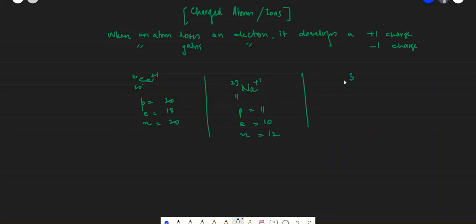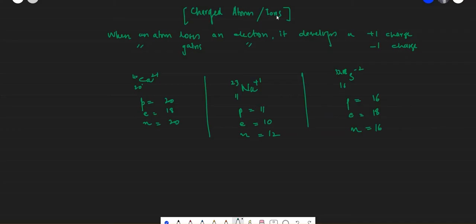Okay, let's do a negative ion. Let's do sulfur. 16, 32 and 16 minus 2. How many protons? 16. How many electrons? In this case there is -2. Do not do 16 minus 2, 14. Minus 2 means 2 electrons are gained. So electrons will be 18. Okay, and how many neutrons? 16. So that's how you write the subatomic particles of a charged atom.